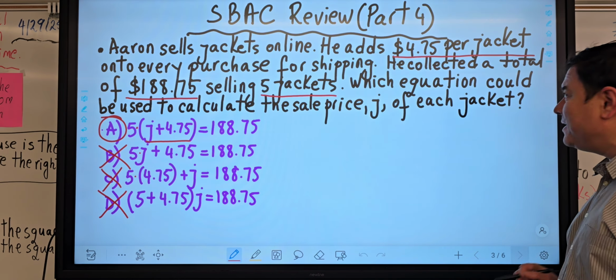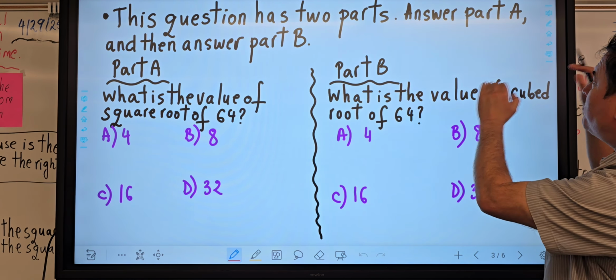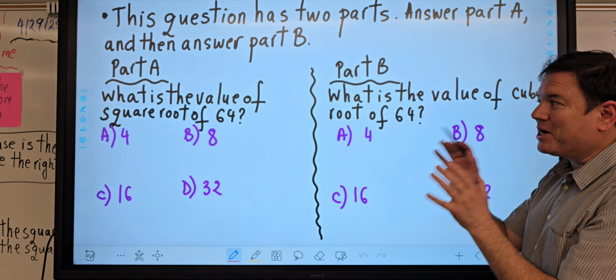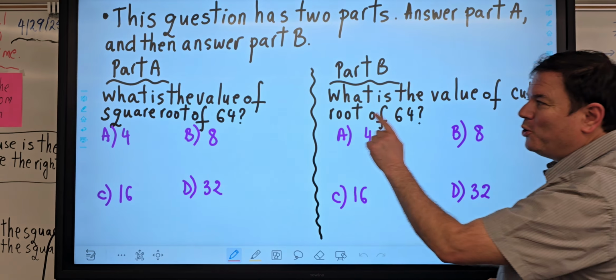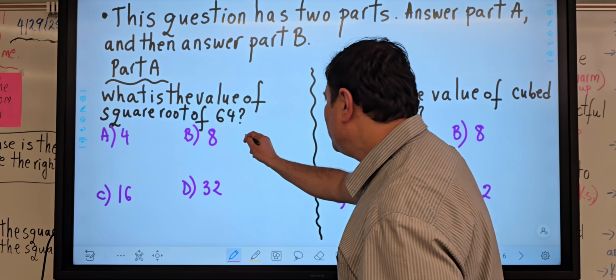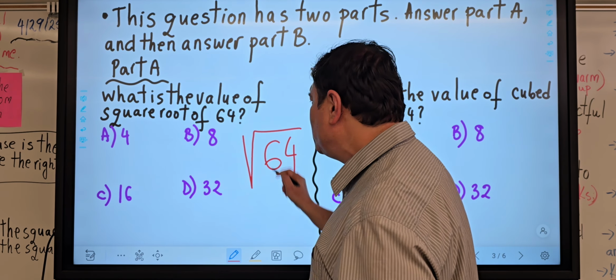Let's take a look at another problem here. This question has 2 parts. Answer part A and then answer part B. Let's take a look at part A. What is the value of the square root of 64?